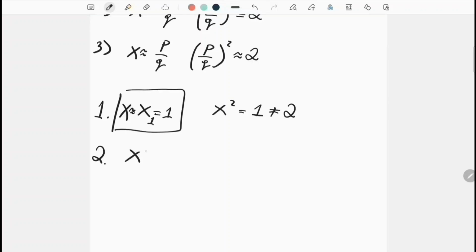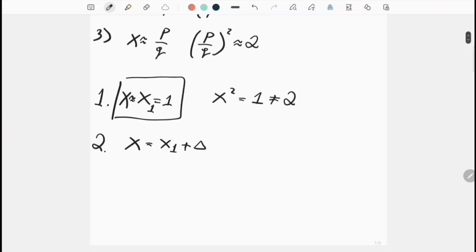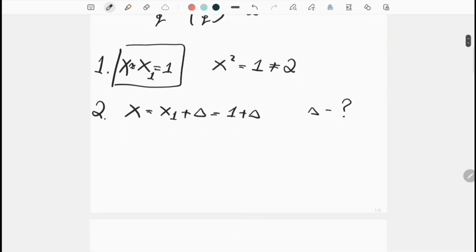We write that the exact solution x equals x1 plus some number which I will denote by delta. So the delta is a correction. It is such that adding it to x1, you get the exact number. And since x1 equals 1, then we can write this as 1 plus delta. Now the task is to determine delta.